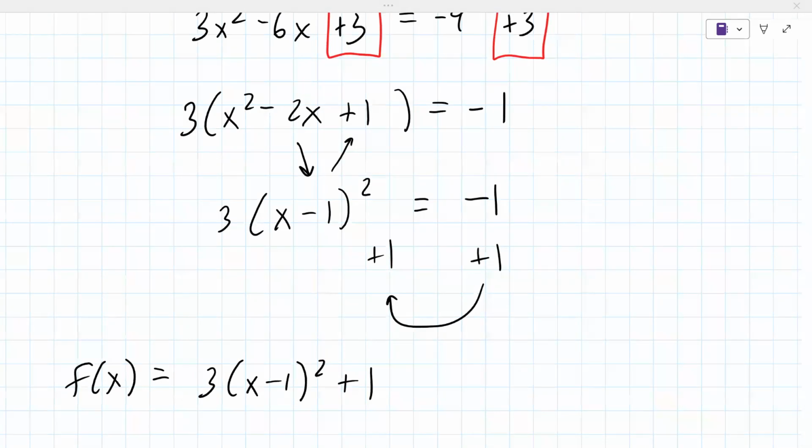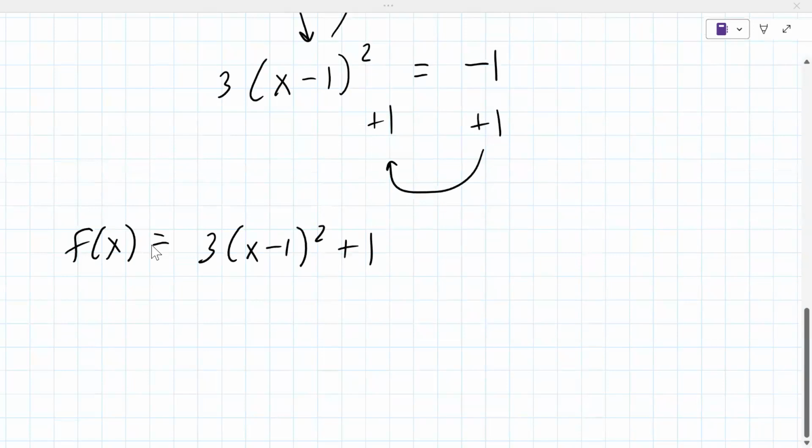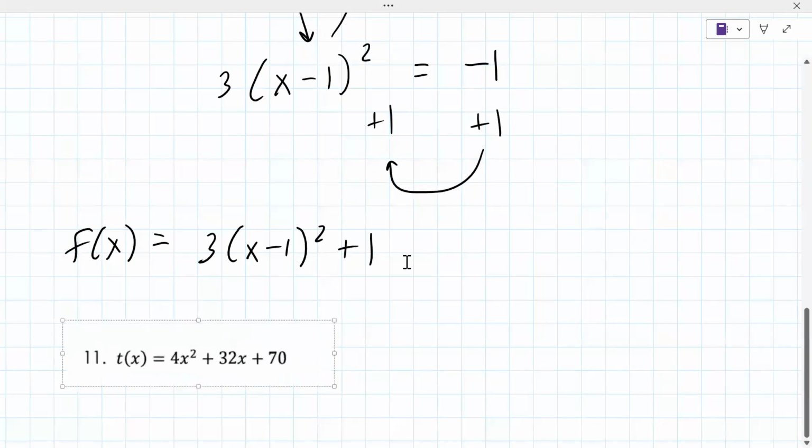So why don't you try 11, which is the most similar to this one. Try 11 on your own here. I'll leave this one up.